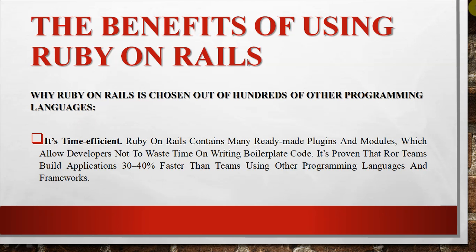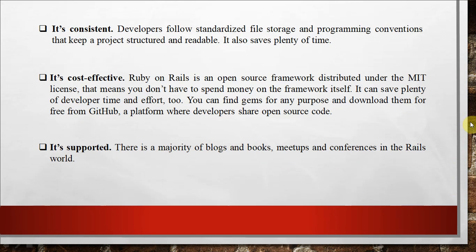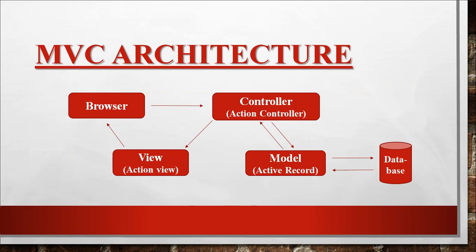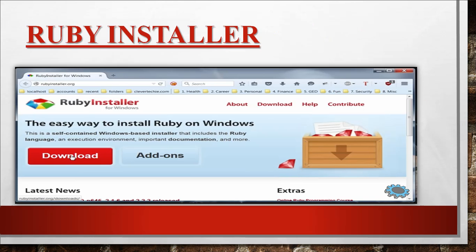And now I am discussing how to download Ruby on Rails, and then I will explain how to run the program in Ruby on Rails. So for the process of downloading the Ruby on Rails software, you have to go to rubyinstaller.org.